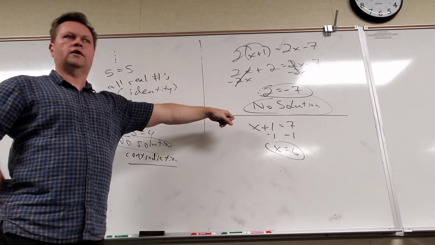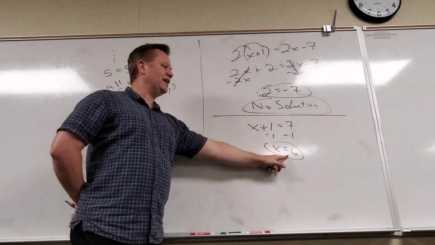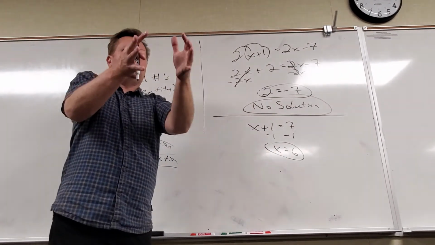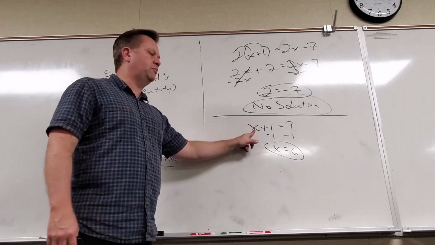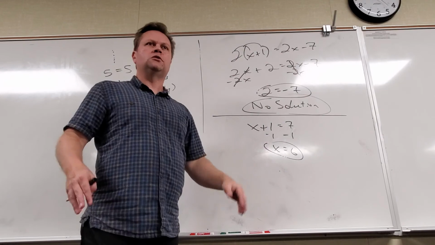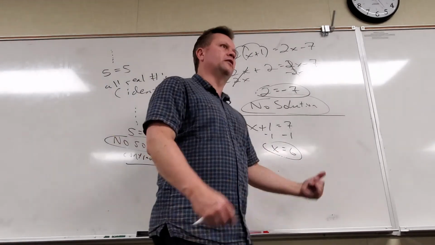If I get a false statement, then it's no solution. If I get a statement like x equals 6, then it does work only when that's true. Any other number I put in here, it won't work for. That's why it's called conditional. On the condition that it's this one thing, it'll work.